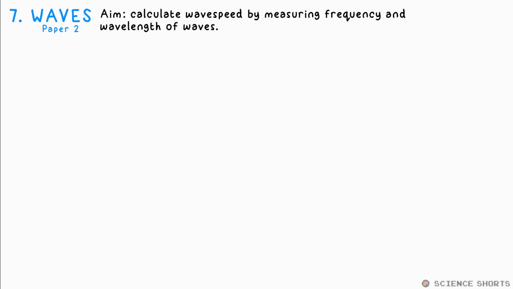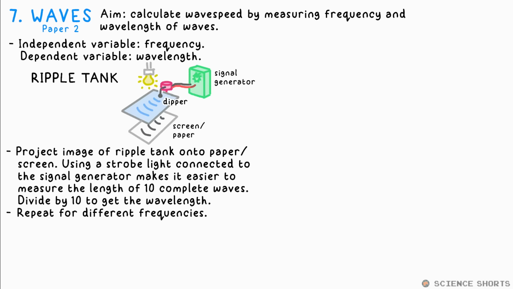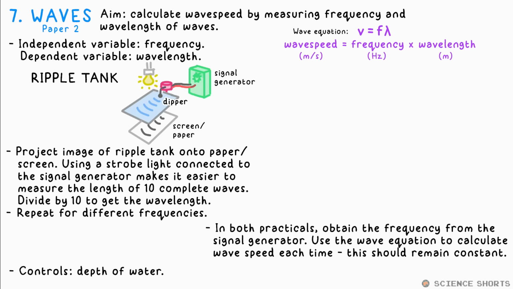Physics 7. Waves. A few different variations here. Using a ripple tank, you can just use light to project an image of the waves onto a screen or piece of paper. Using a ruler, you can measure the length of 10 waves, say, then divide by 10 to get the wavelength. This is much easier if the oscillator making the waves is also connected to a strobe light, so the waves appear stationary on the screen. The signal generator that's driving the oscillator should also tell you the frequency being used.